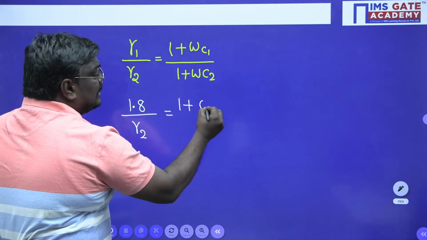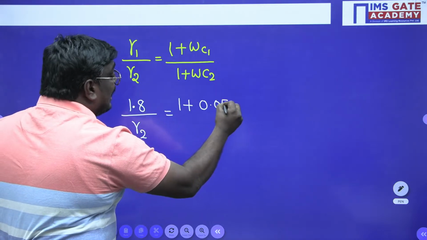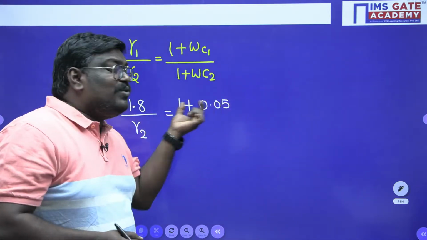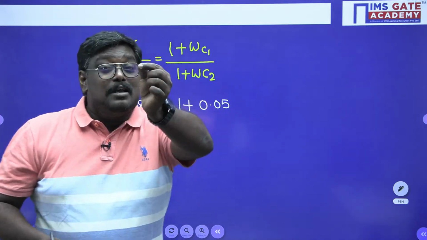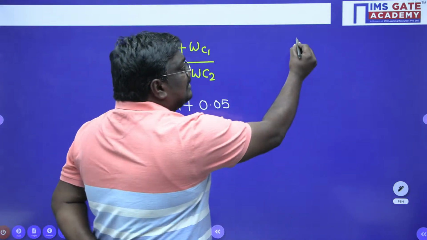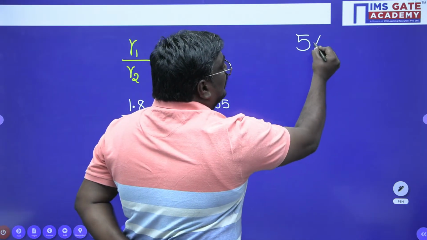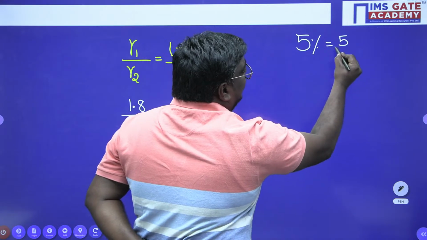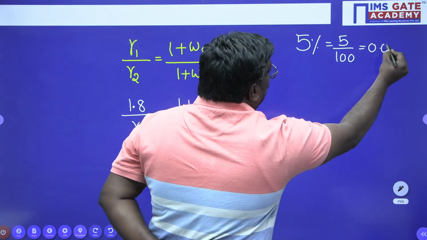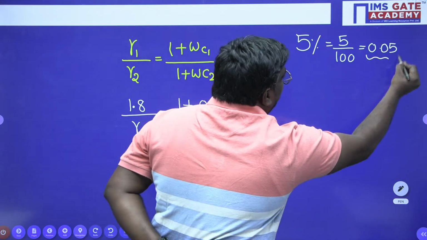The water content is 5%, and I have seen students, even as a teacher, sometimes we will write it as 0.5. These are the small mistakes you have to keep in mind. 5% is not 0.5. You can write 5% as 5 by 100. That will be equal to 0.05. So take your time in calculation, students.